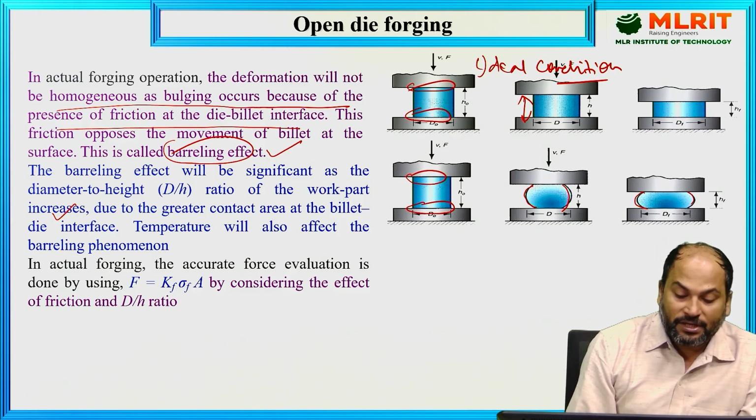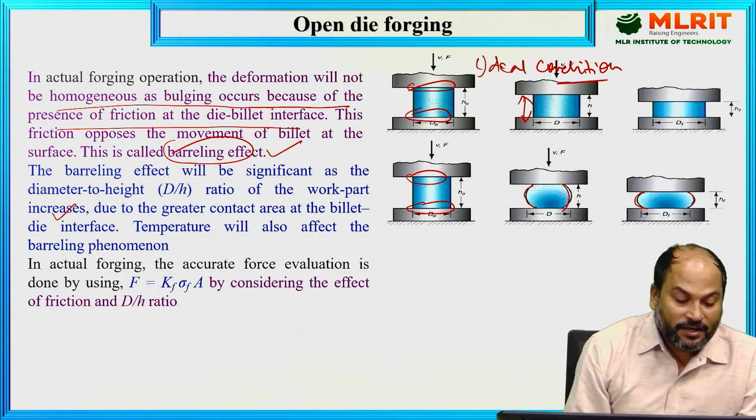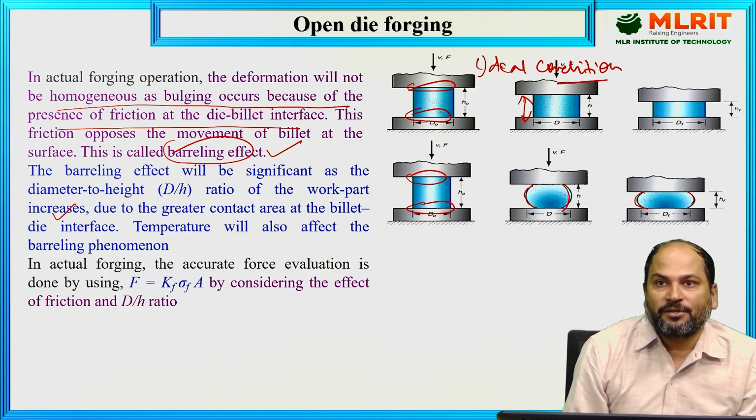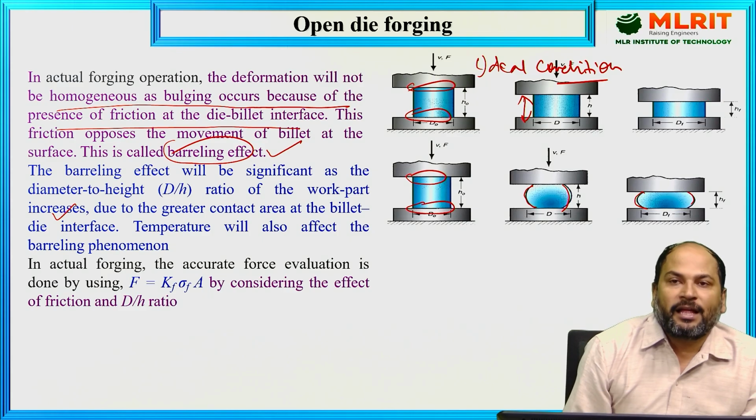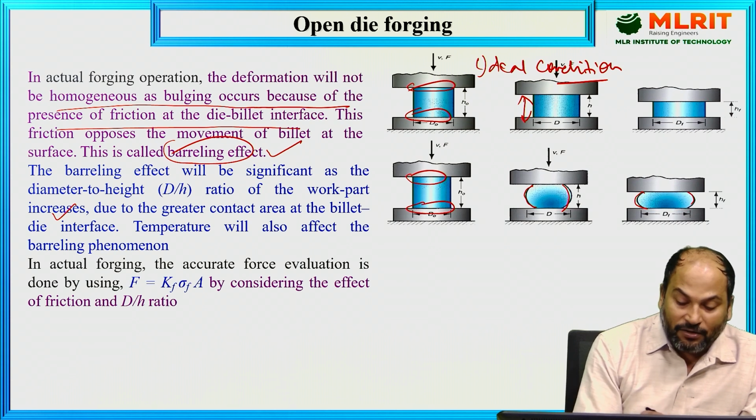Okay, due to the greater contact area at the billet-die interface. Temperature also affects the barreling effect. Obviously, it will, because temperature affects the friction, and if friction is affected, then obviously this barreling effect will also be dependent upon the temperature. So now this equation will change.